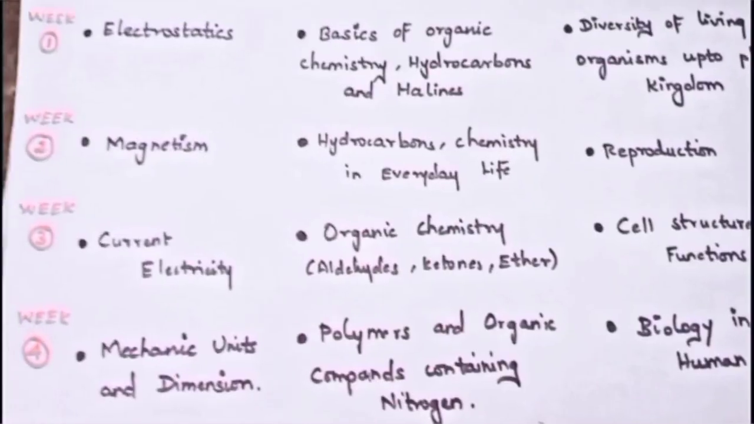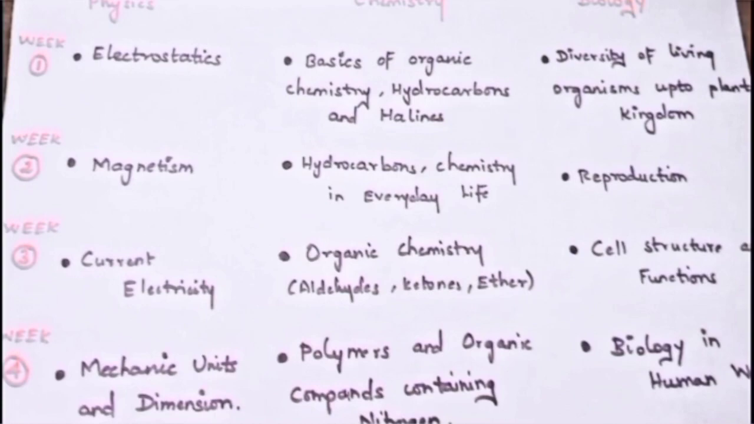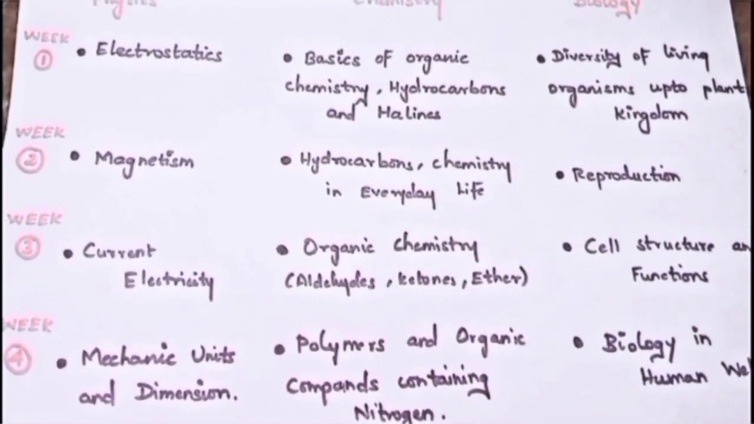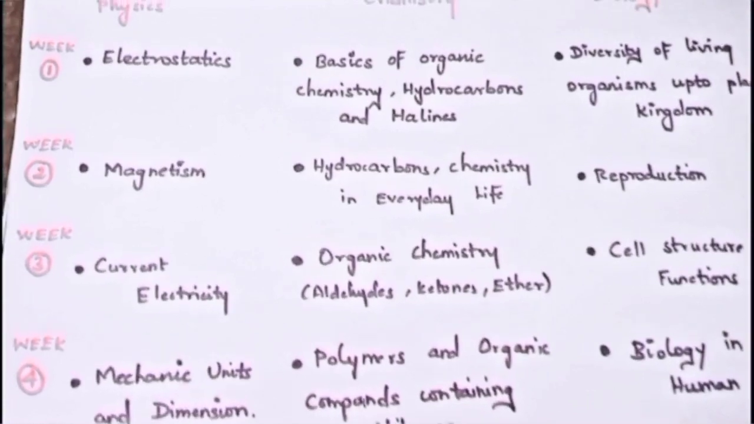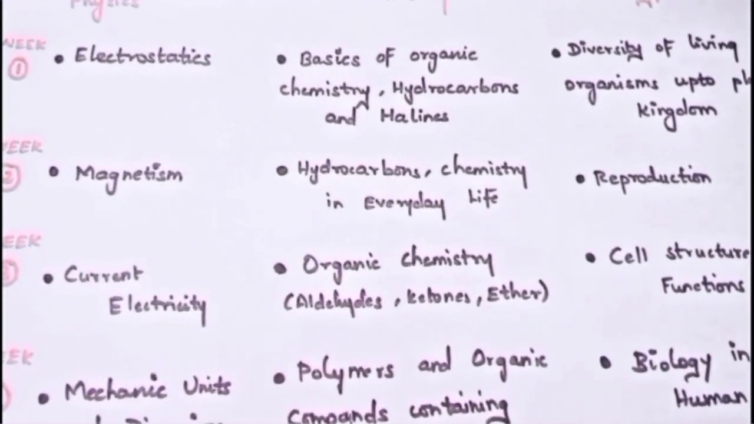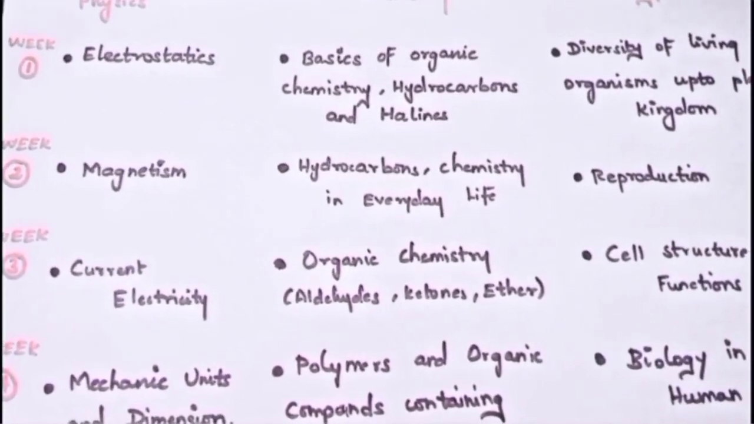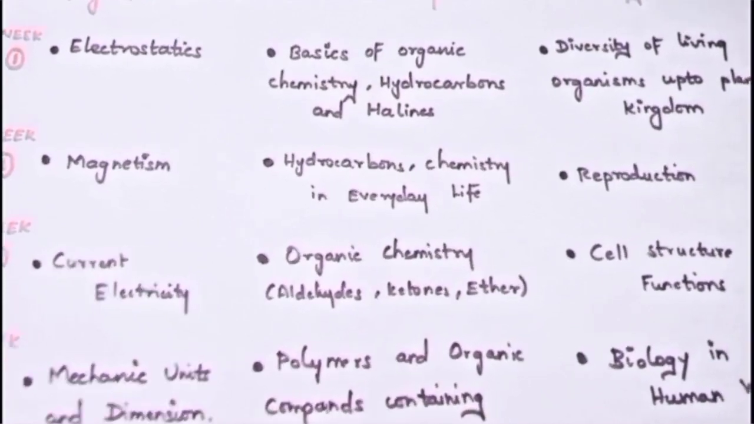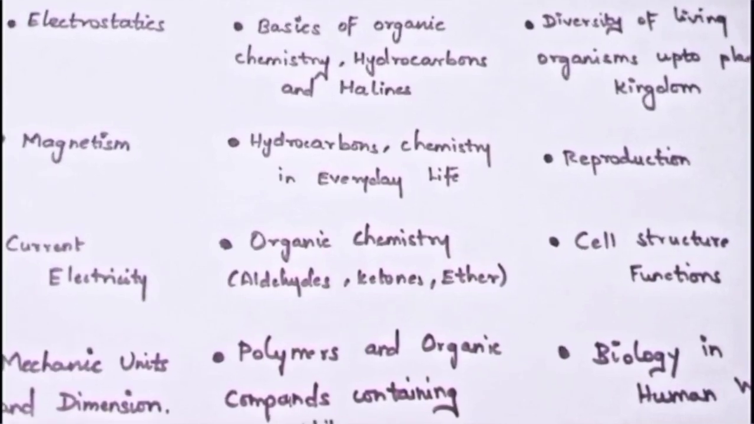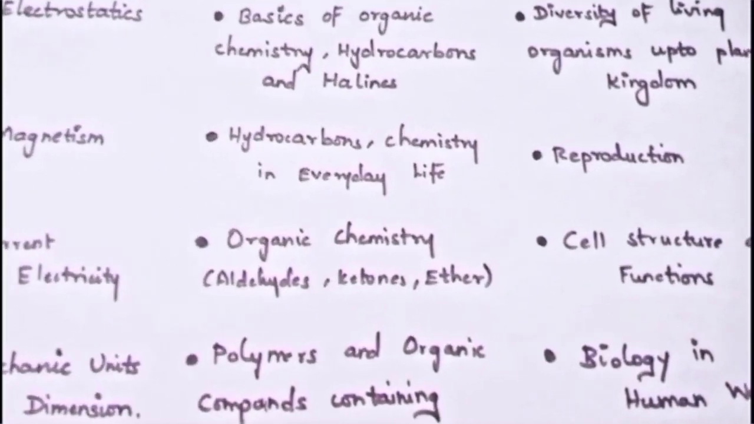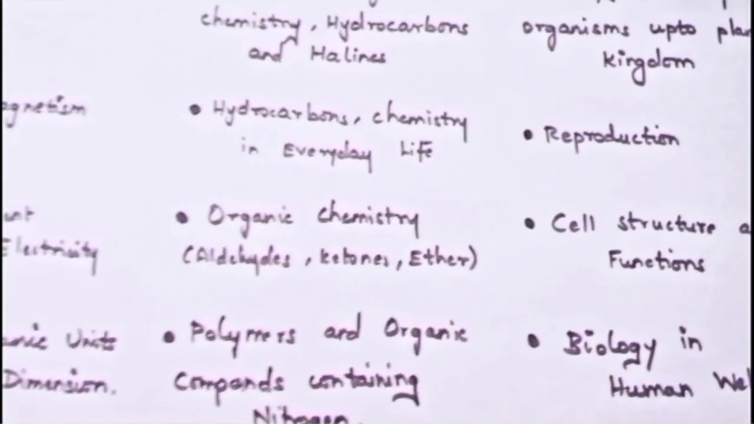First week, in physics, electrostatics. In chemistry, basics of organic chemistry, hydrocarbons and halides. In biology, diversity of living organisms up to plant kingdom. We can't cover the whole plant kingdom and animal kingdom in a week, so we have to split it into 2. We can study the animal kingdom in the upcoming weeks.